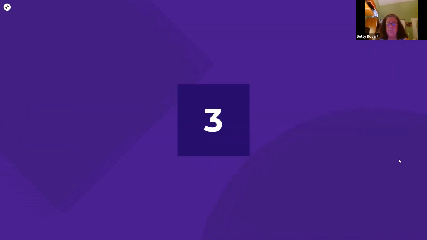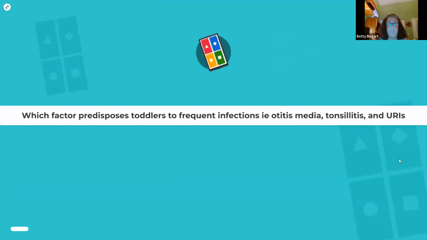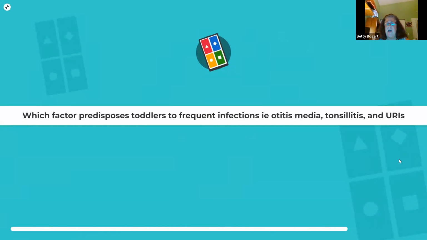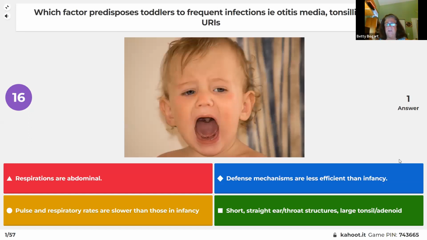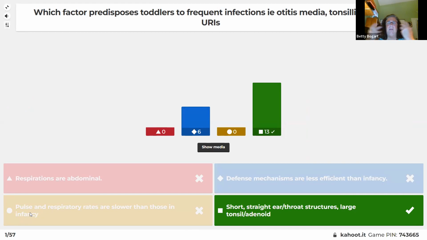Week 2, infant, toddler, preschool. What factor predisposes toddlers to frequent infections, i.e. otitis media, tonsillitis, and upper respiratory infections? I think the biggest thing is swapping spit and everything in the mouth, and then hugging and licking other children. And what makes it so much that they get these infections is they've got these short, straight ear and throat structures. You've got short eustachian tubes. You've got these adenoids, these tonsils, and the mucus sits there and drips. And this is all part of it. It's not about defense mechanisms being less efficient, because your immune system is actually getting better as we are getting these things.